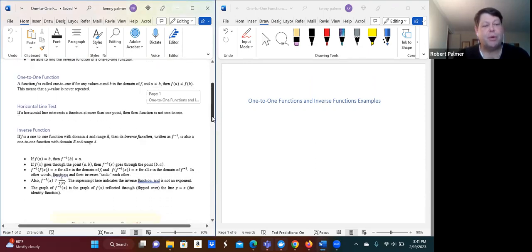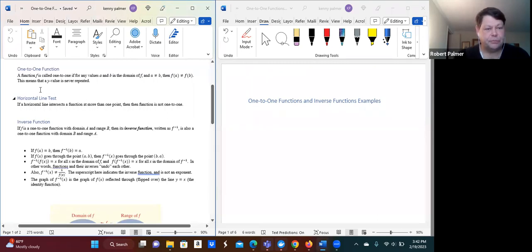So first, let's explain what a one-to-one function is. A function f is called one-to-one if for any values a and b in the domain of f, if a does not equal b, then f of a does not equal f of b. That's the mathematical definition. What that means practically is essentially no y values repeated. Different x values can never give you the same y value.